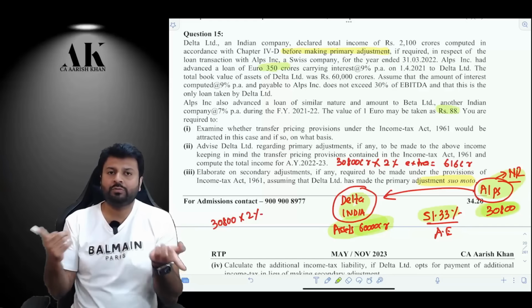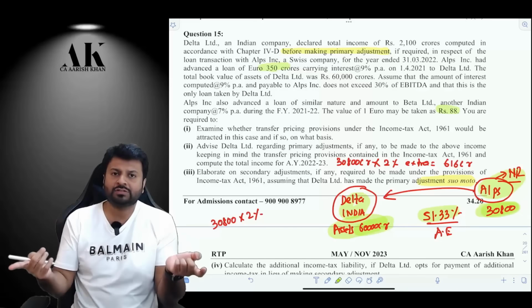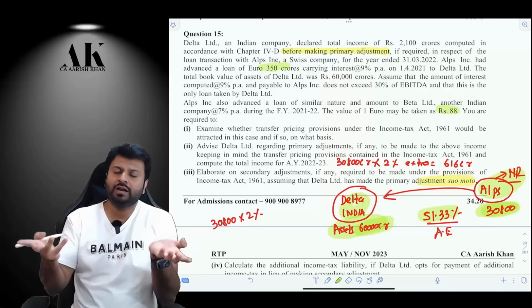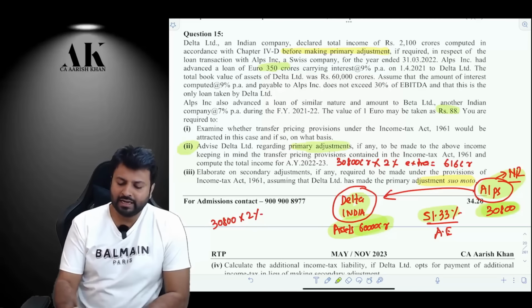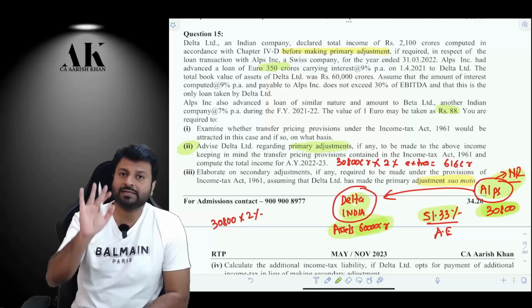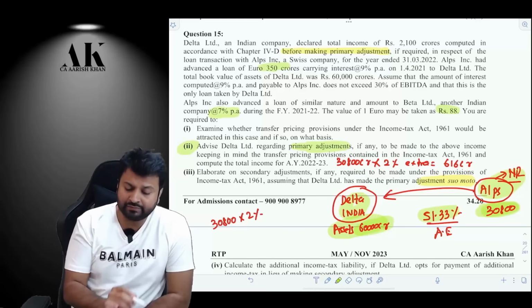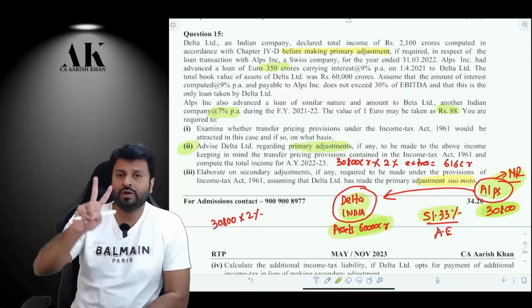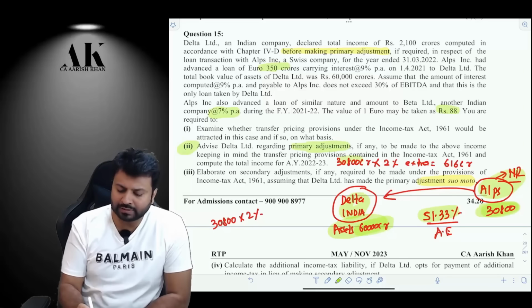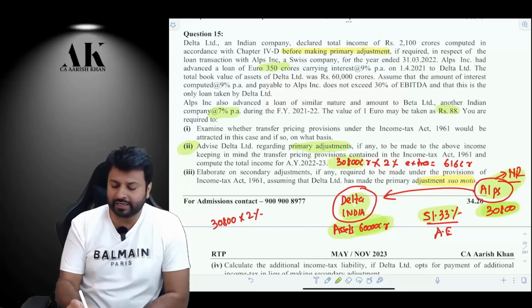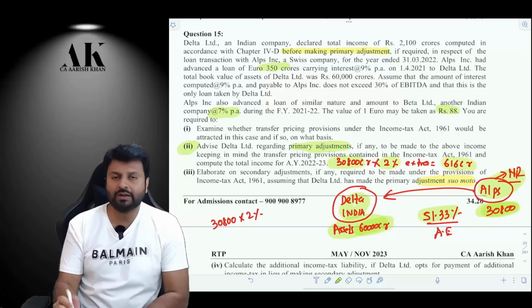So both of them are deemed to be associate enterprise, and if both of them are deemed to be associate enterprise, both of them will be liable for what? Transfer pricing provision. The second part is what is the primary adjustment to be made over here? Now you are taking loan from your associate enterprise at 9%, whereas others give you loan at what? At 7%. So you are making payment of 2% extra. Therefore, 2% extra has to be added back. So how to compute 2% extra? 30,800 crore is the loan you have taken. Multiply by 2% extra. That will come to 616 crore.